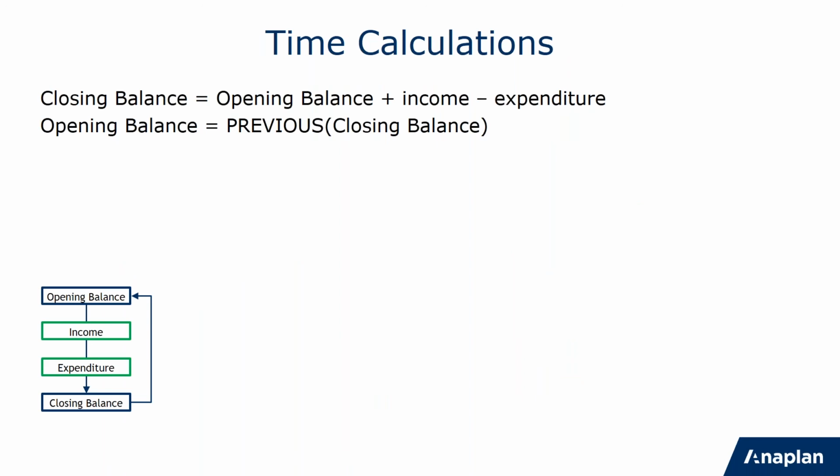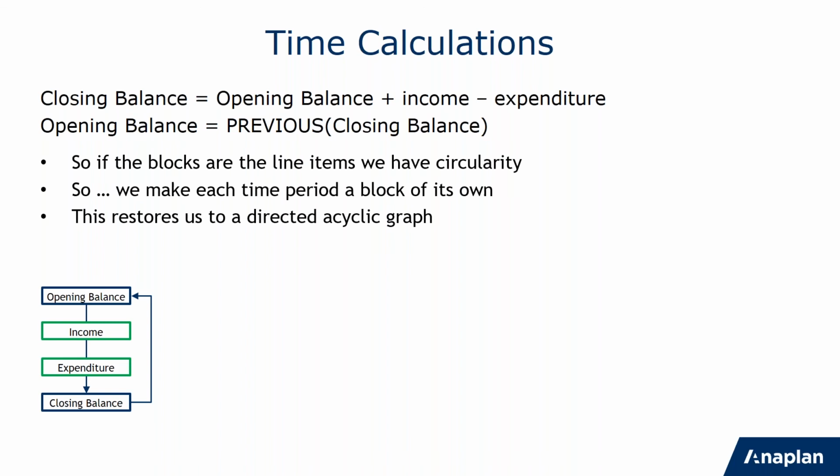So I said pretty much at the beginning that a line item was a block, and I said that wasn't quite true, and this is the explanation for why. Anaplan has very good support for time calculations, and it has a built-in time dimension. And you know, in financial situations, there are a lot of circular style calculations that are circular at the line item level, but not at the period level. So this is the classic one: opening balance, closing balance from the previous period, and closing balance is opening balance plus income minus expenditure.